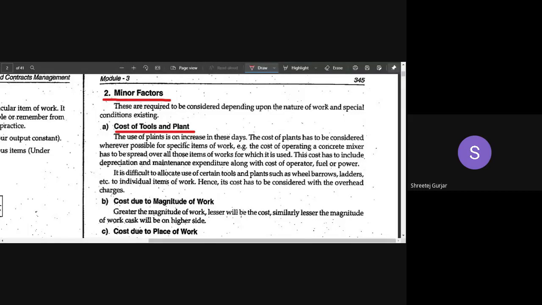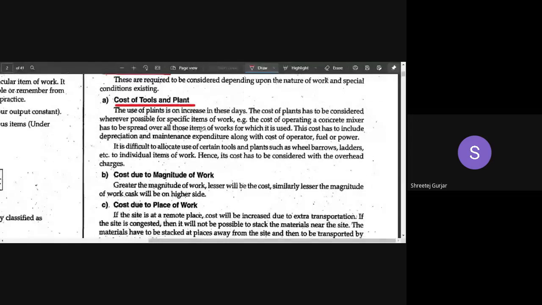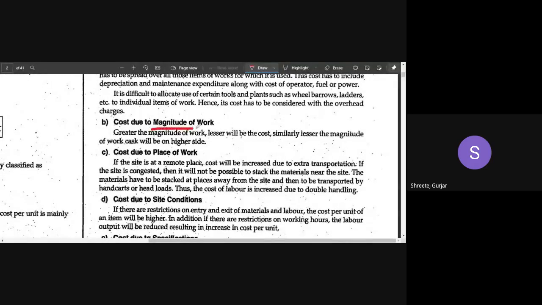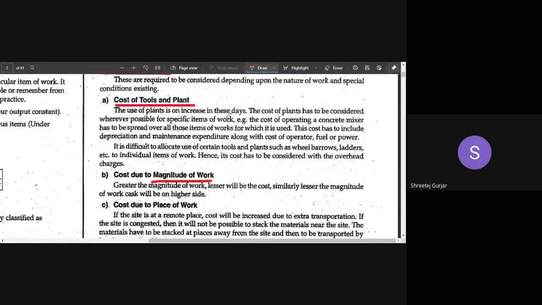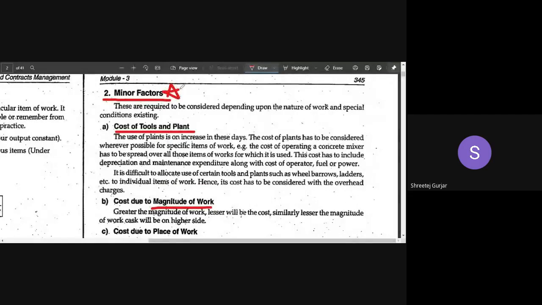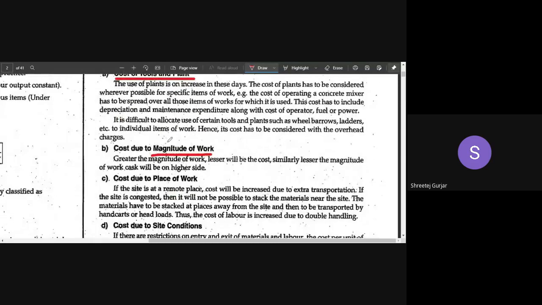Then cost of plant. Okay, setting up a plant. For example, an RMC plant at a site wherever you're building a large building or dealing with large major construction work. Nowadays we set up an RMC plant at the site itself. So cost of plant, cost of tools, all those things have to be included. They come under minor factors. Then magnitude of work is also very important. Cost depends upon the magnitude of work.